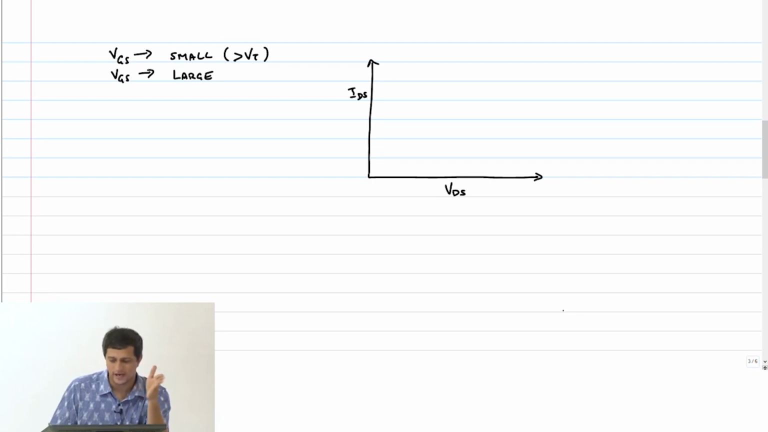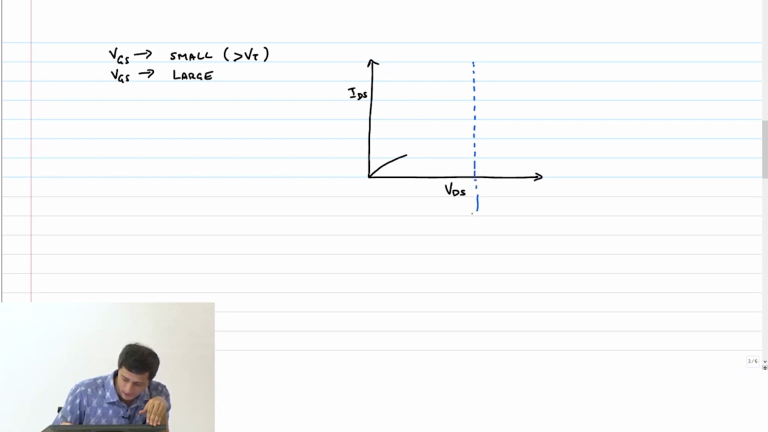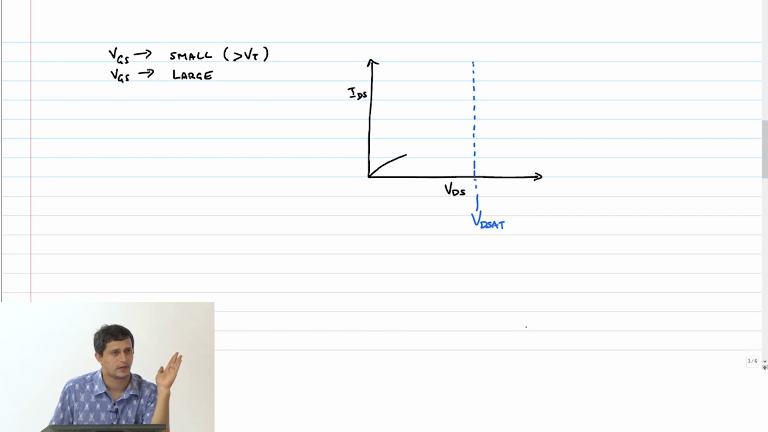So when I now sweep my VDS, what region will it start operating in? Yeah, triode region or linear region. So it will go like this, right? Now where is your VD sat? Let's say my VD sat is here. This is the critical VD sat voltage. Beyond this, if you cross, then you will saturate, correct?